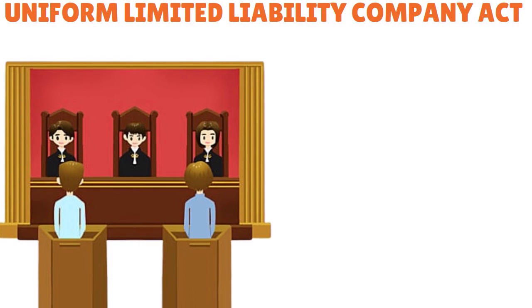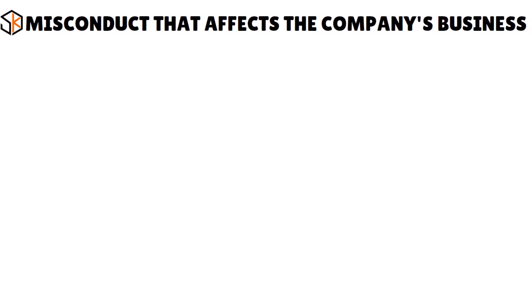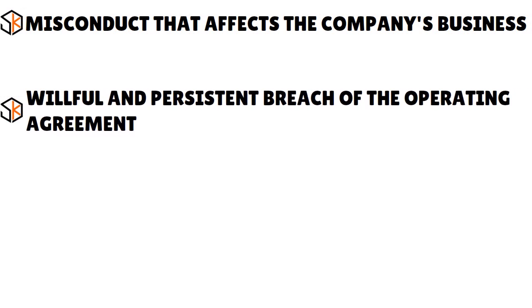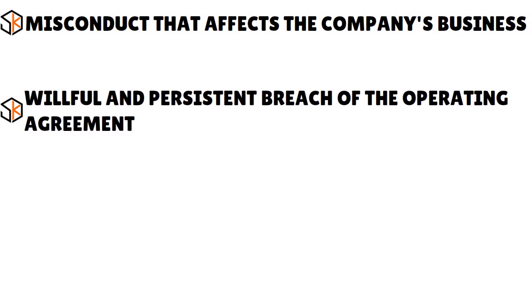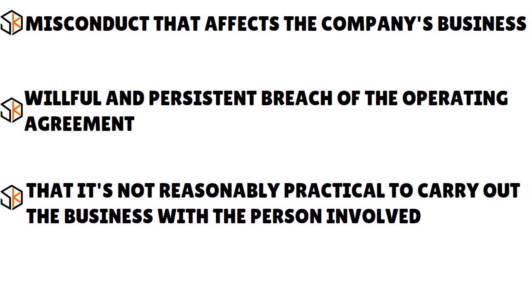Under this act, a court can involuntarily remove a member from an LLC for 3 reasons: misconduct that adversely and materially affects the company's business. Whenever you hear the term materially, it means significantly. So that's number 1. Number 2, willful and persistent breach of the operating agreement or the person's duty as an LLC member or manager. Number 3, that it's not reasonably practical to carry out the business with the person involved.